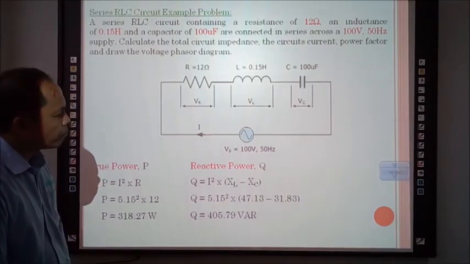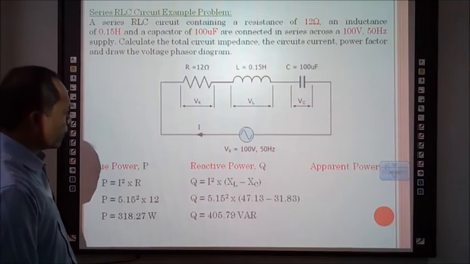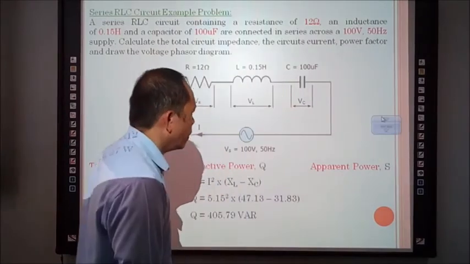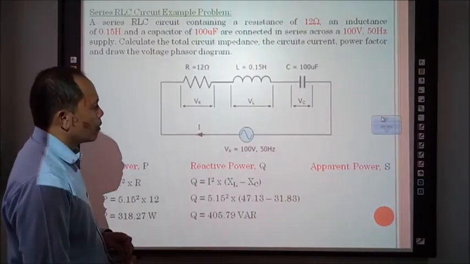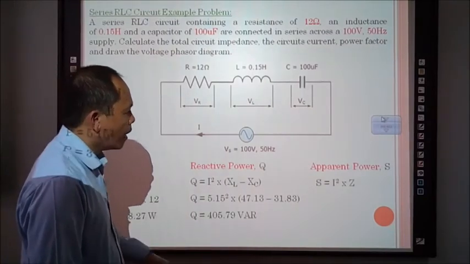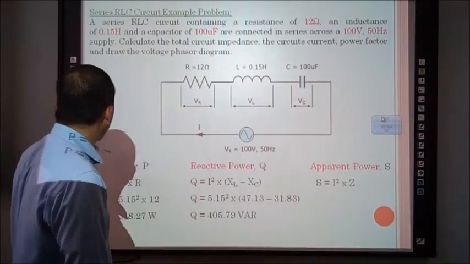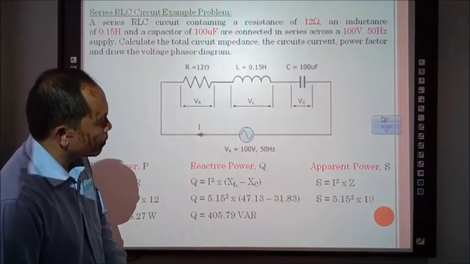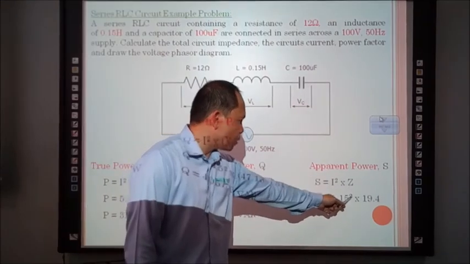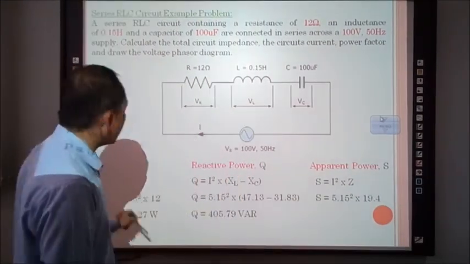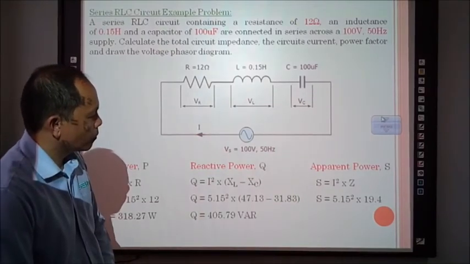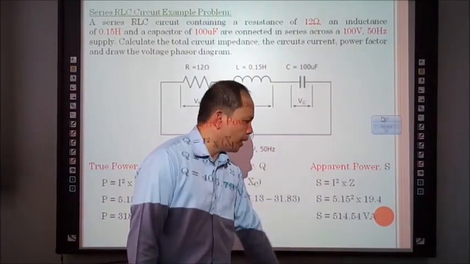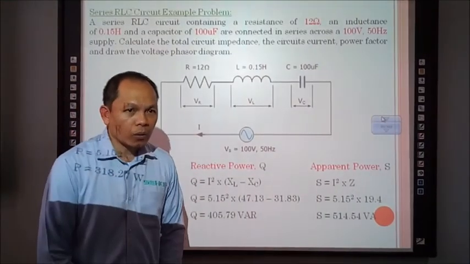Next is the apparent power. Okay, so apparent power, the symbol is S. So S is equal to I squared times Z. So next, substitute the value of I squared and Z. So 5.15 squared times 19.4, your apparent power is equal to 514.54 VA. So this is how you solve for the true power.